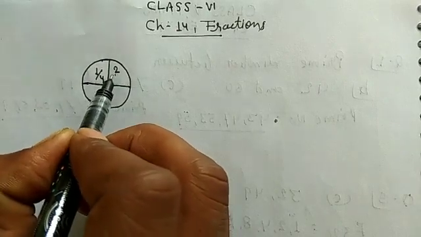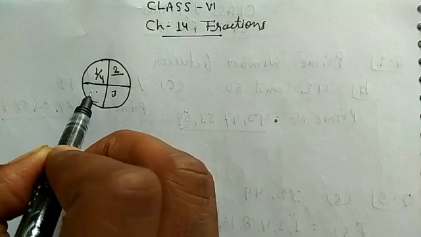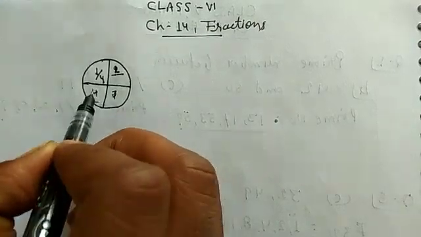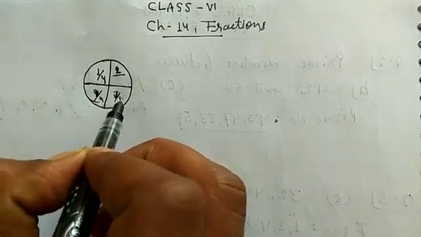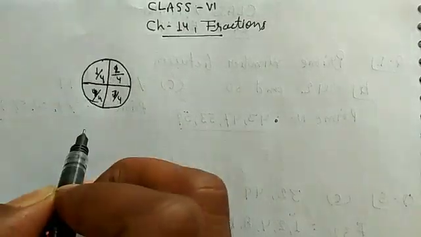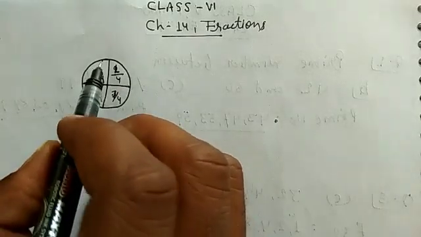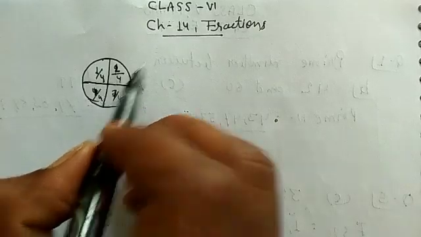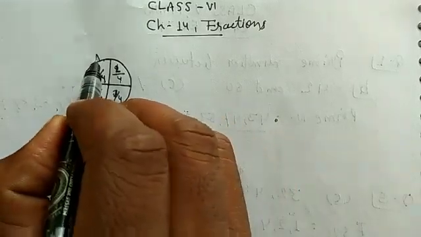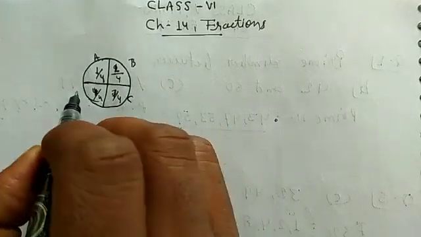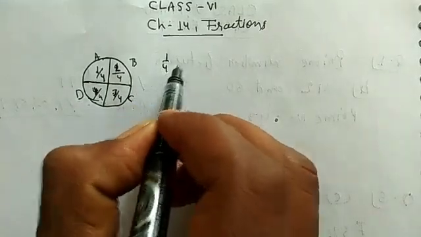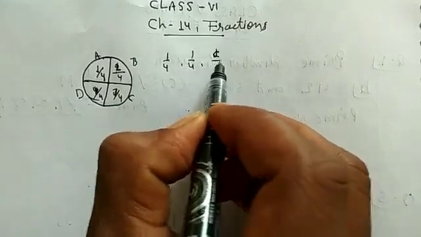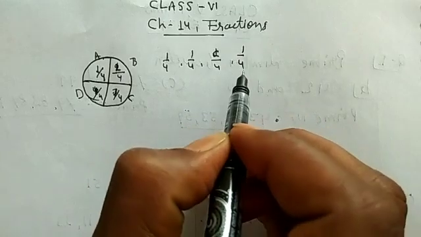This is part 2 out of 4. This is part 3rd. This is part 4th. So this is 1 by 4, this is 1 by 4, this is 1 by 4. It means if we have to represent each part, all the parts will be called 1 by 4. Part A is 1 by 4, part B is 1 by 4, part C is 1 by 4 and part D is also 1 by 4.